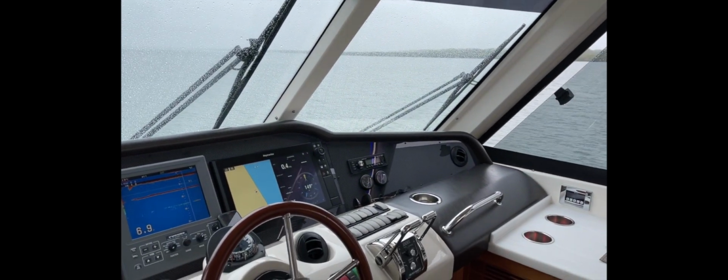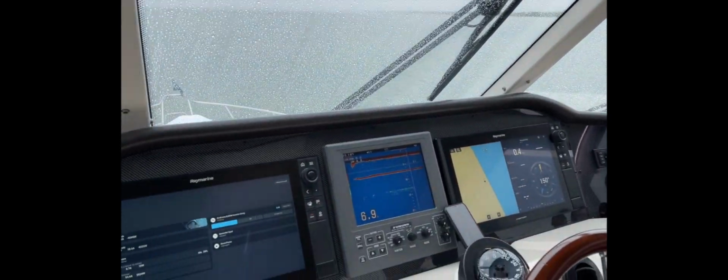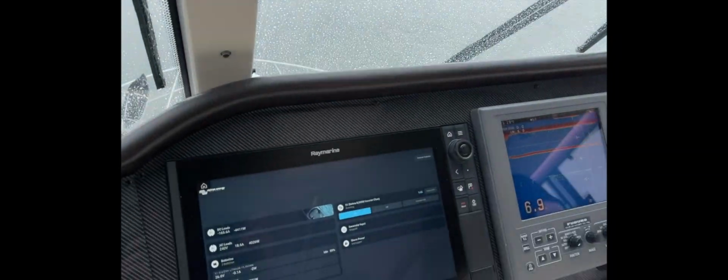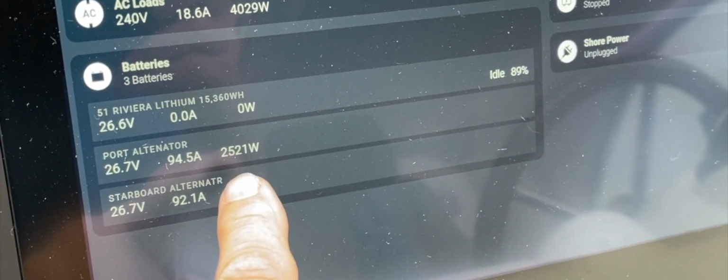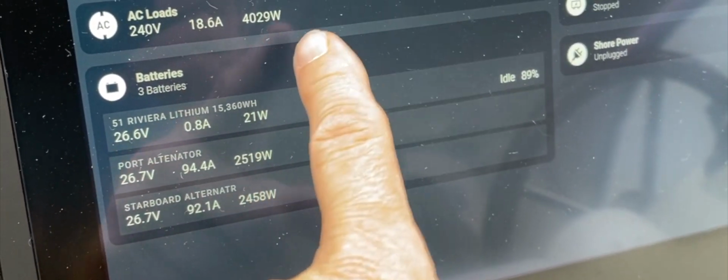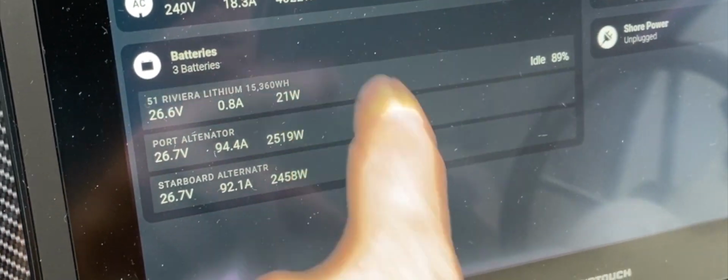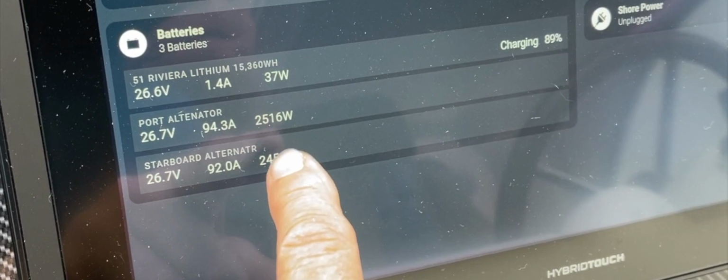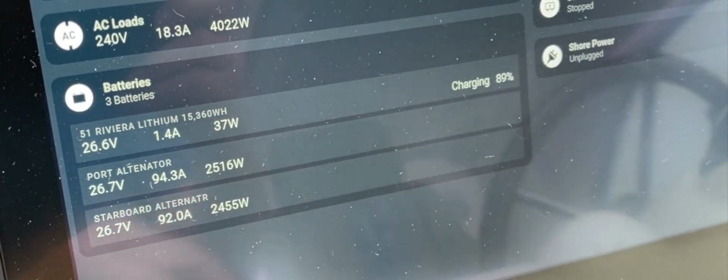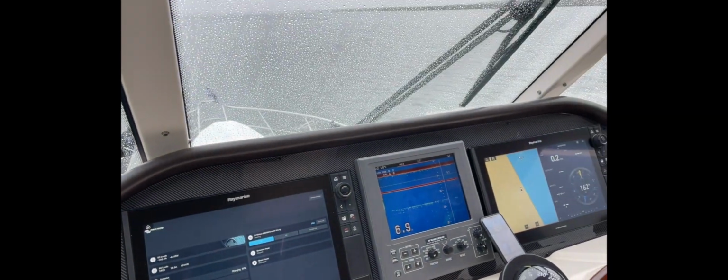Let's now have a look at the screen data. Yeah, Bruce from Safari, and we're here on this Riviera 51 doing a sea trial. Let's have a look now. We're just idling. The rev of the engines is 550, and we're putting in just around 5 kilowatts of power coming in. Right now we've got AC loads of 4,000 watts and DC loads of about a kilowatt. We're putting in just under 5, and we're slightly charging. Quite a good result.